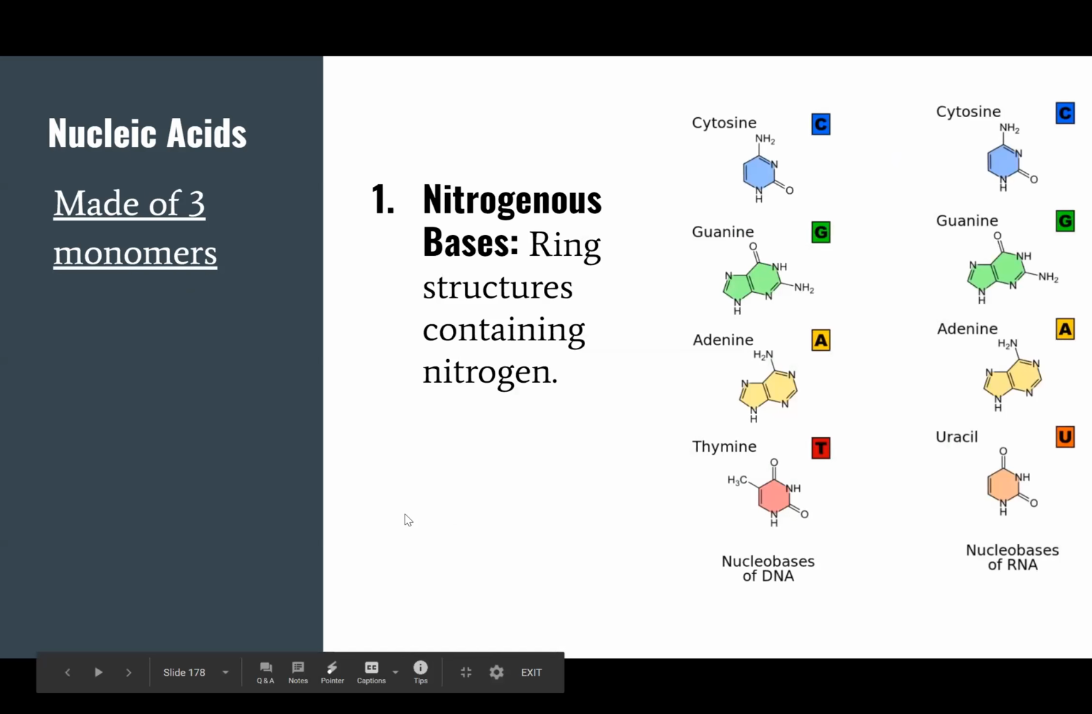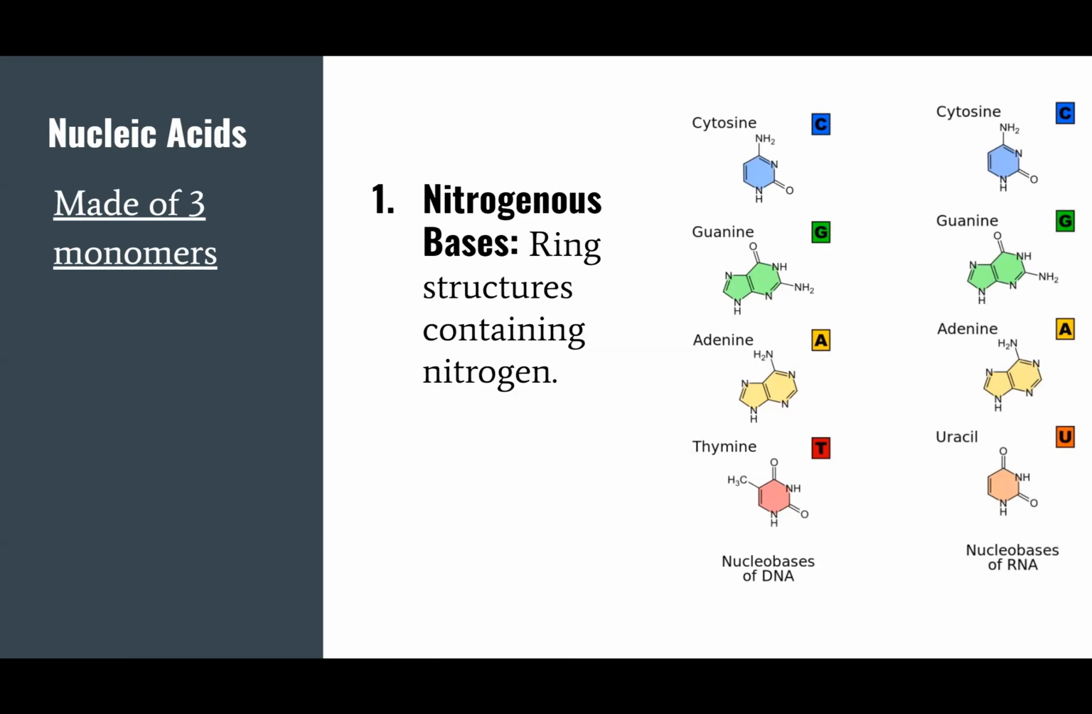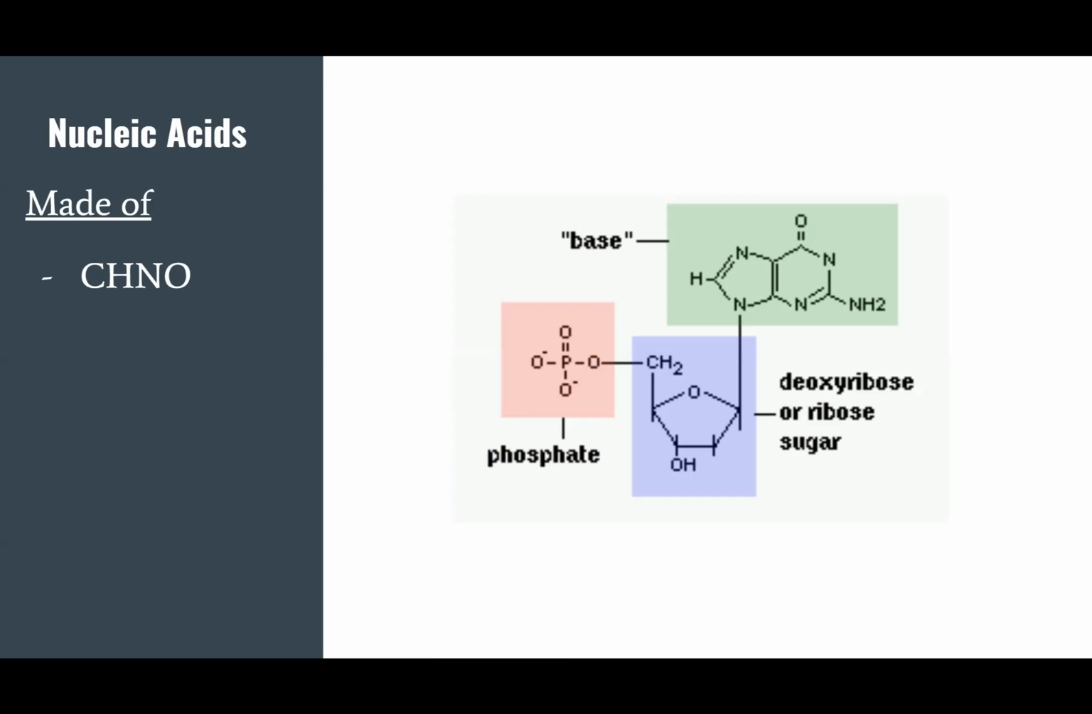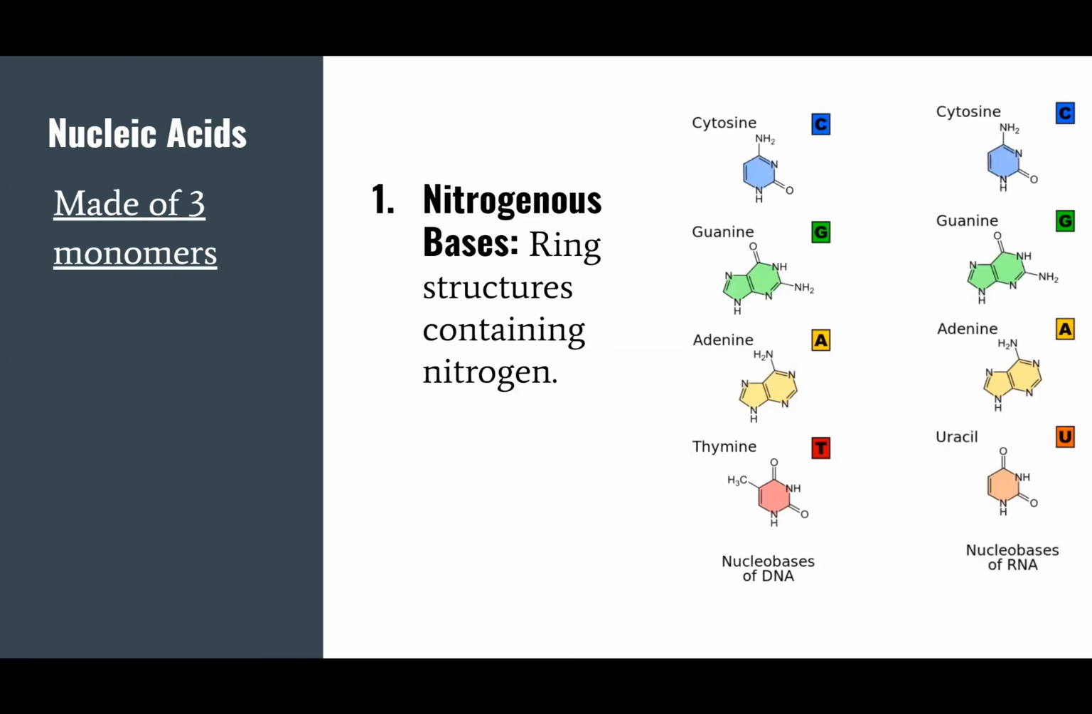There are 3 different types of monomers that we're going to want to pay attention to. We got the nitrogenous bases, as I just mentioned, the deoxyribose sugars, and then the phosphate groups. Starting with the nitrogenous bases, these are going to be ring structures primarily containing nitrogen, carbon, and sometimes some oxygen, right? Ring structures containing nitrogen as well as some carbon, hydrogen, and oxygen.